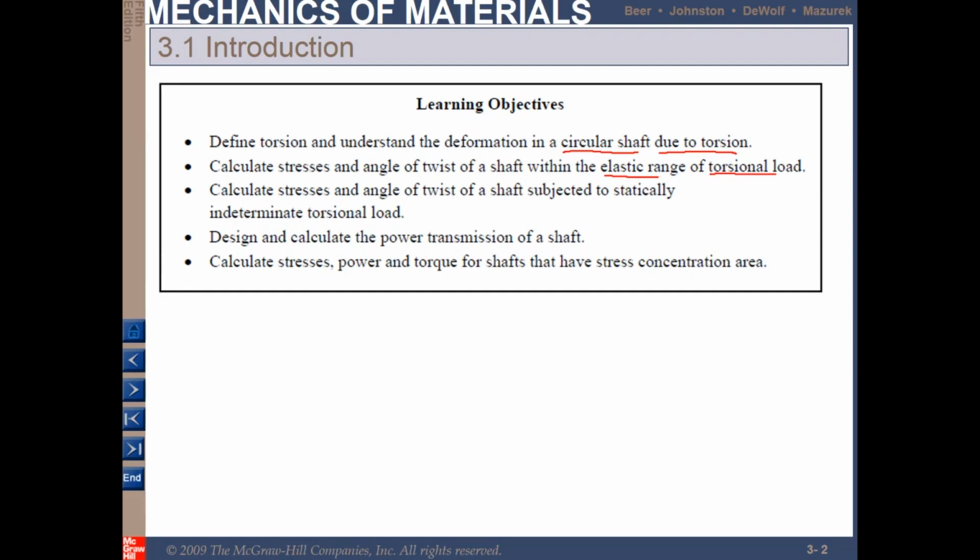In addition, you should also know to do the calculation in statically indeterminate torsional load. Also, you should understand the concept of design and calculate the power transmission of a shaft. And finally, you should be able to calculate the stresses, power and torque for shaft which has a different diameter of cross section that create stress concentration area.